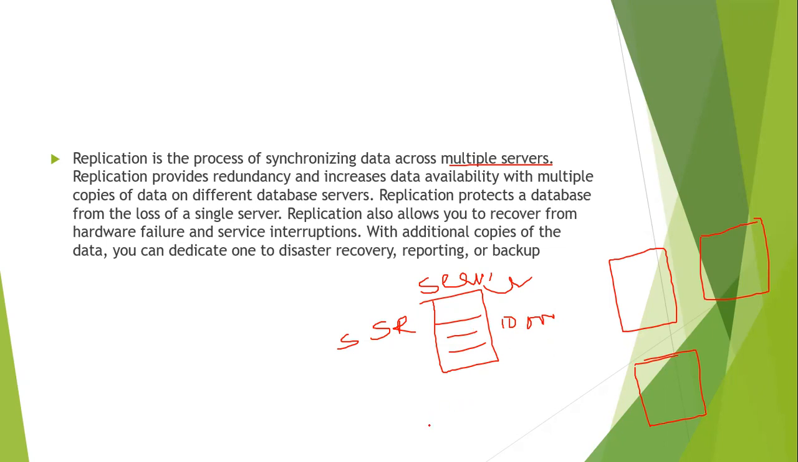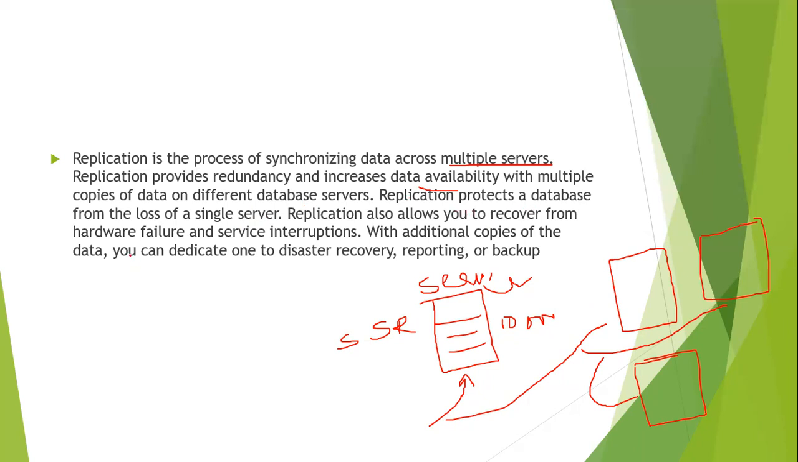That means if you are requesting this system and it is busy, you can get the data from here, or from here, or also from here. When the original server is busy, we can get the data from other servers also. So the data availability is more by making multiple copies of the data on different database servers, right?